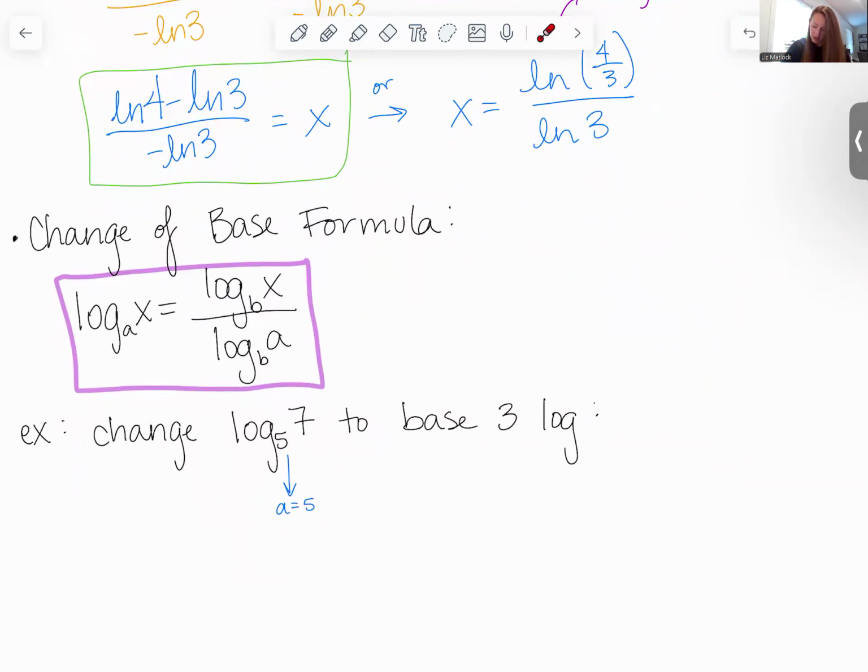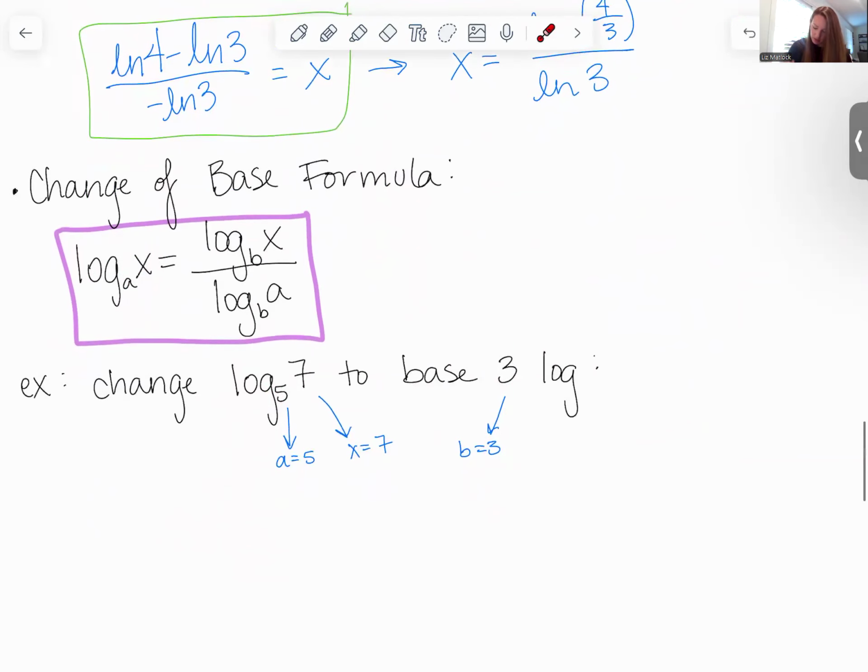So we want to identify like what each piece is. So this 5 in our formula, that's the a, that's the base of the original log. Then the 7, that's the x in this formula. And then last, this 3, that's b equals 3. That's the base we want to change it to.